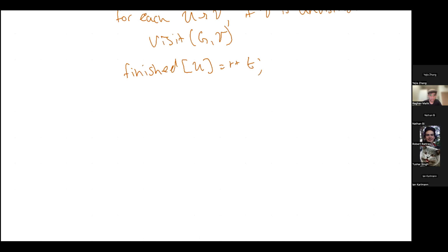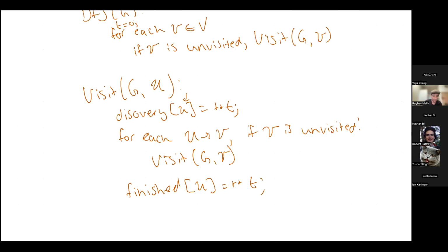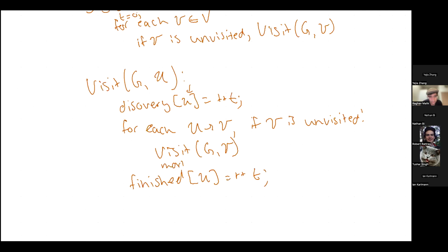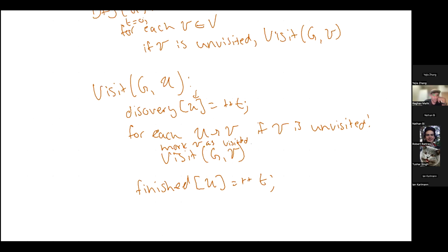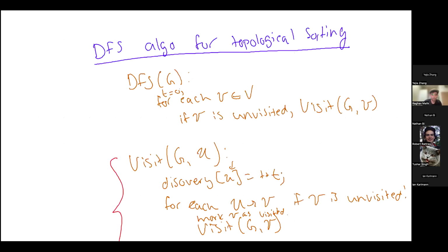Now, it turns out, the important part of, oh, sorry, and we mark V as visited. So the important part of DFS is this recursive procedure here, because the only thing that our top level function is doing is making sure that if we have multiple possible routes, we hit every possible route.